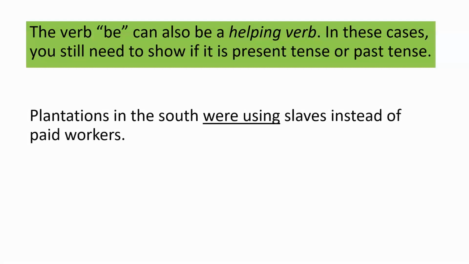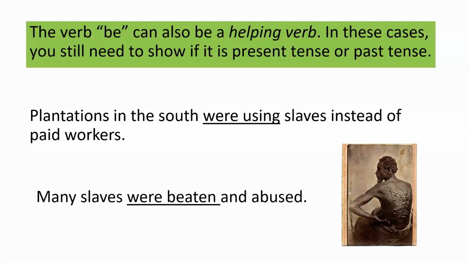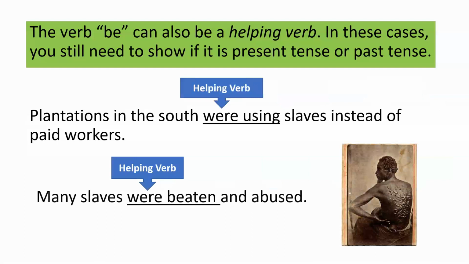Plantations in the South were using slaves instead of paid workers. Slaves were beaten and abused. When we look at these sentences, we can see that there are 2 verbs working together here. This is a verb phrase, and were is the helping verb. So in both of these cases, the sentence is in the past, and the past tense you can see is on the helping verb.